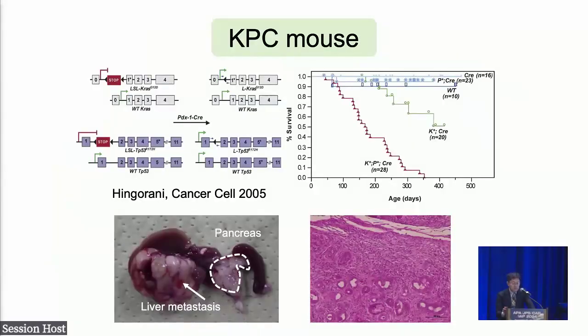The KPC mouse is an established pancreatic cancer model. Pancreas-specific expression of constitutively active KRAS and mutant P53, which acts as a dominant negative, causes invasive pancreatic cancer, resulting in death within 1 year after birth. Tissue structure of pancreatic cancer in the KPC mouse recapitulates human pancreatic cancer, represented by fibrosis and inflammatory cell infiltration.